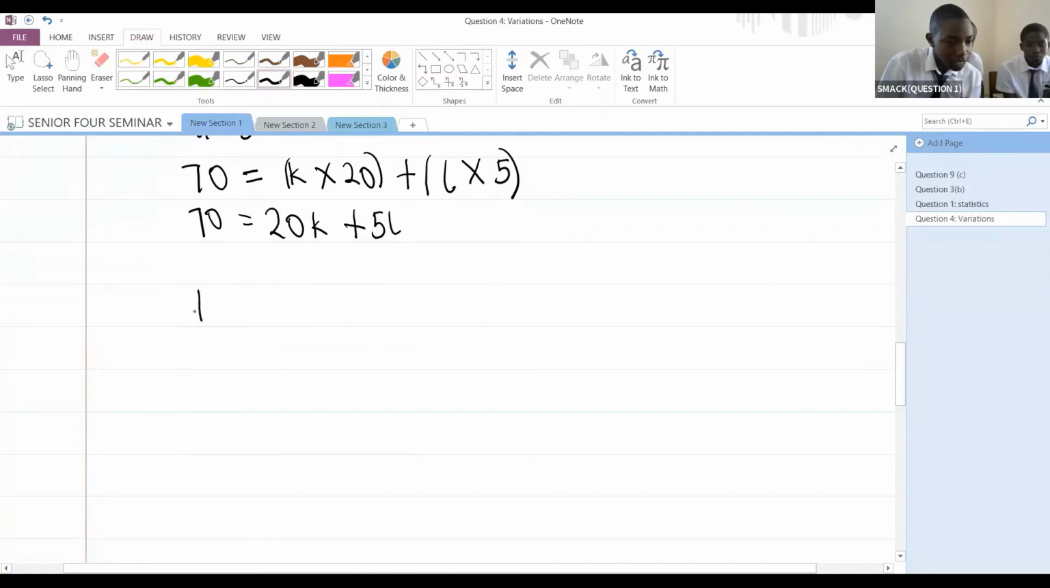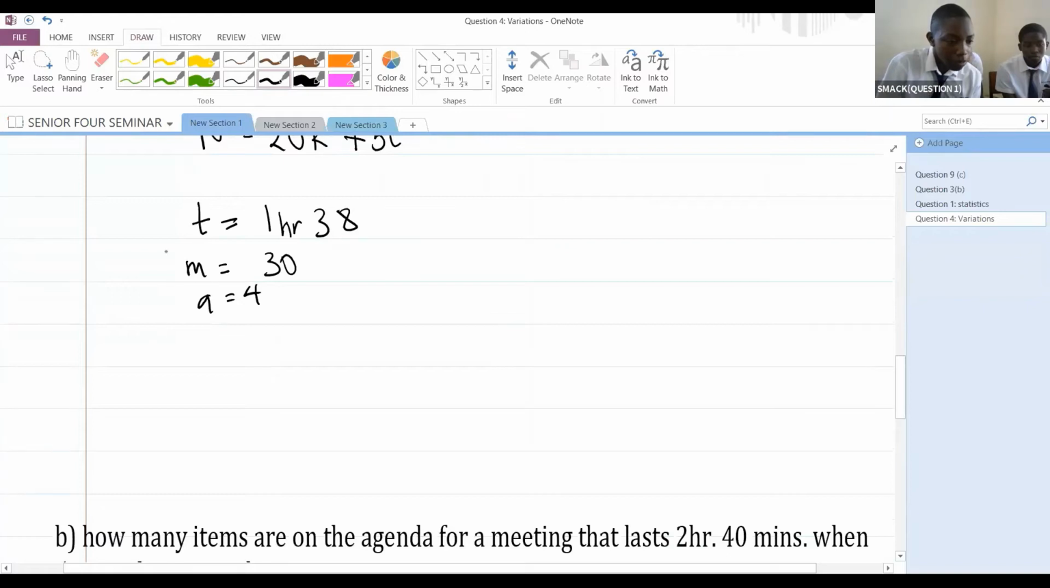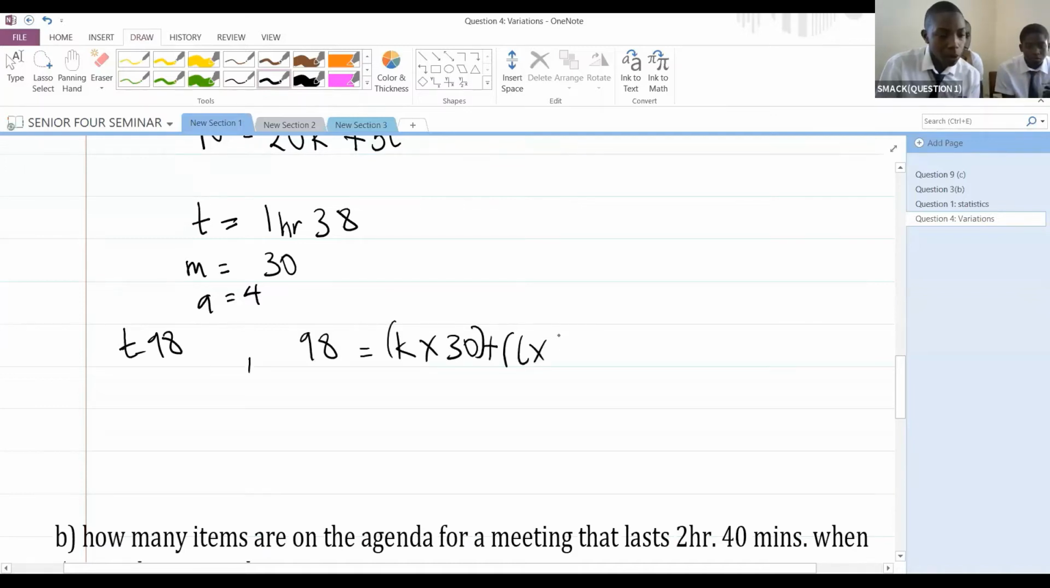In the second one, they tell us that T is equal to 1 hour, 38 minutes, the number of members present is 30, and the items on the agenda is 4. Now T, again, we're going to express it in the same means as the first time. We will have T is equal to 98 minutes. So 98 is equal to K times 30 plus L times 4.